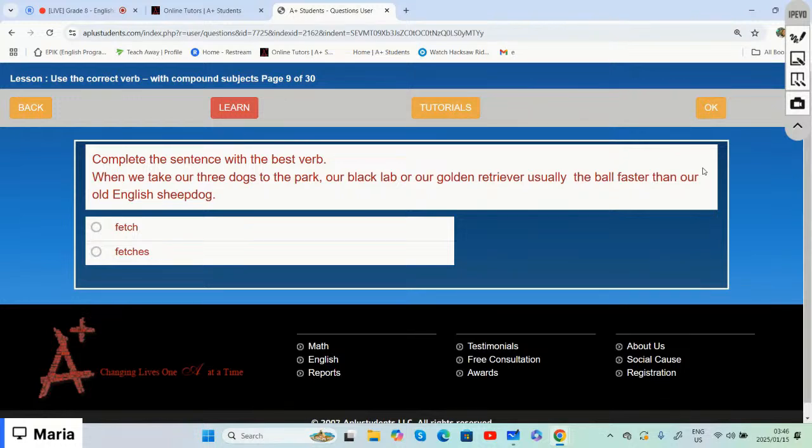All right, so this is the end of our lesson on subject-verb agreement, where we see that the subject and the verb need to be in agreement with one another. So this is the end of our lesson.